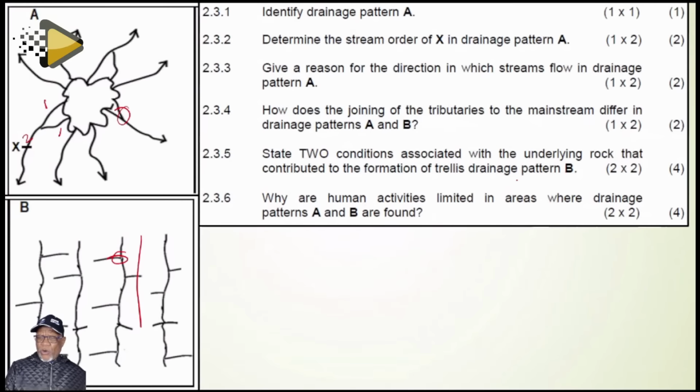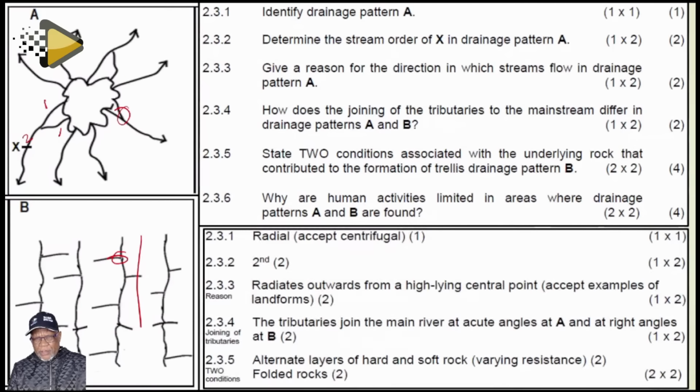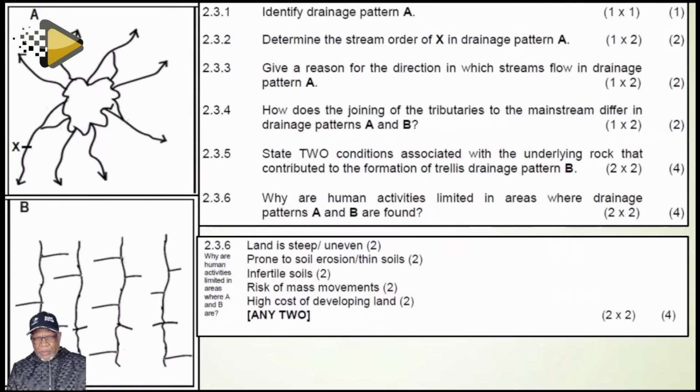And it says, why are human activities limited in areas where drainage patterns A and B are found? Why are they limited? Number one, they are found where the areas are steeper. Number two, it is not easy to build in those areas. So it is a steeper area with difficulty to build.